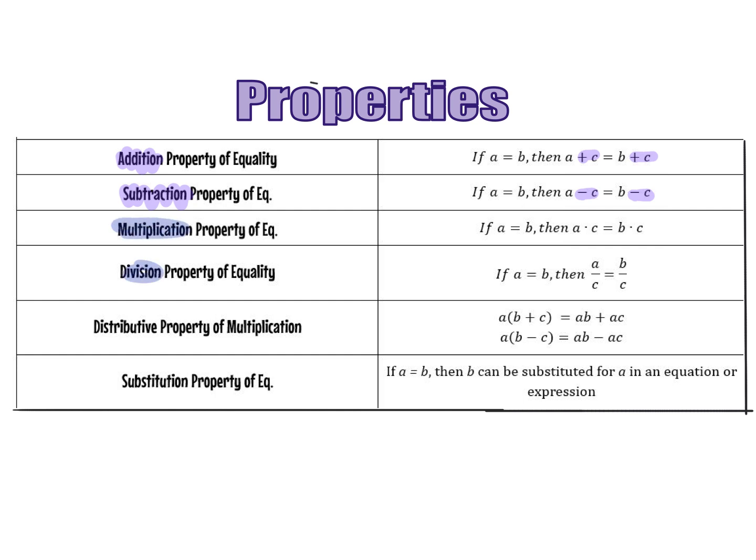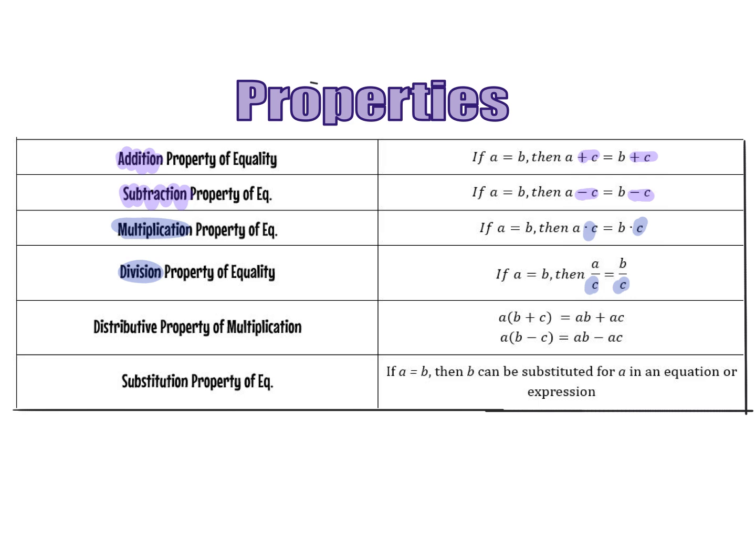The multiplication and division properties behave in a similar way. If we start with a statement that's equal, then we can multiply or divide both sides by the same value. Obviously, we need to divide by a number that's not 0. But those properties allow us to multiply and divide a value on both sides of the equation.